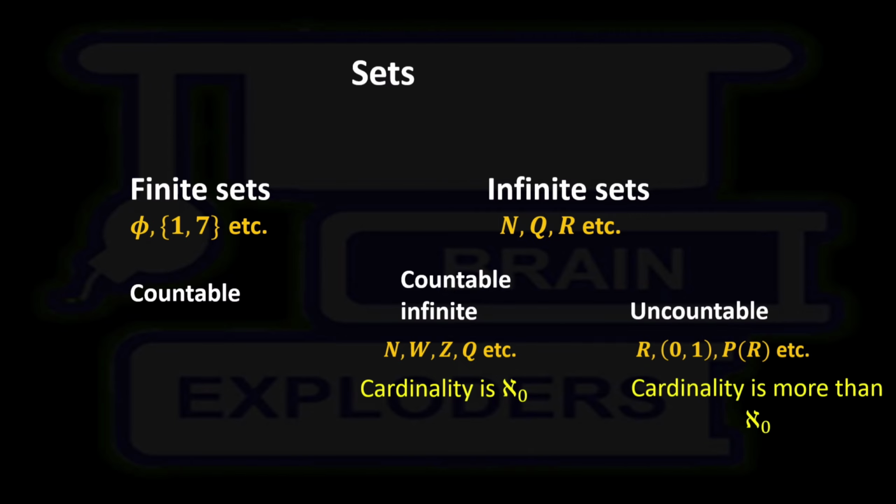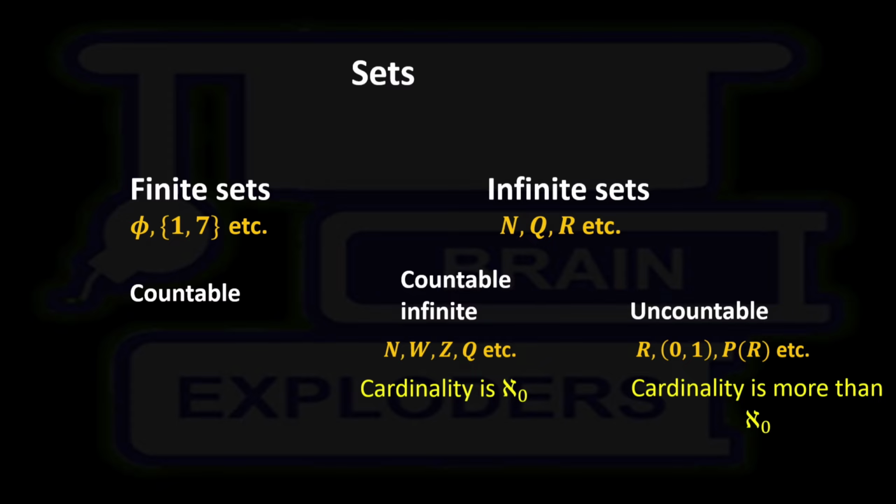And uncountable sets are like real numbers, (0, 1), and the power set of real numbers, right? Here (0, 1) is the interval. I think it is clear. So their cardinality is more than aleph naught. It is not necessary that their cardinality is equal to continuum. It can be more than continuum also, but if it is more than aleph naught, then it is uncountable.